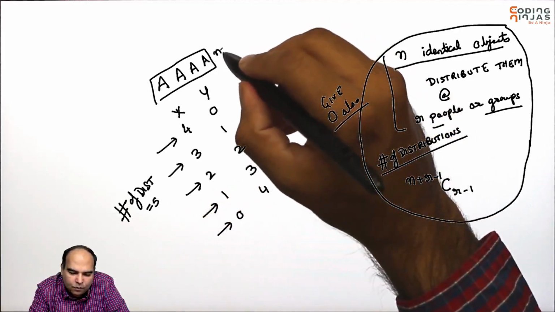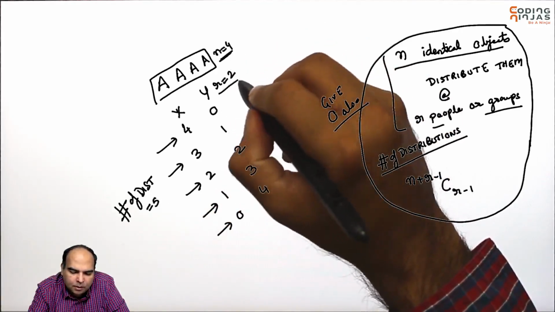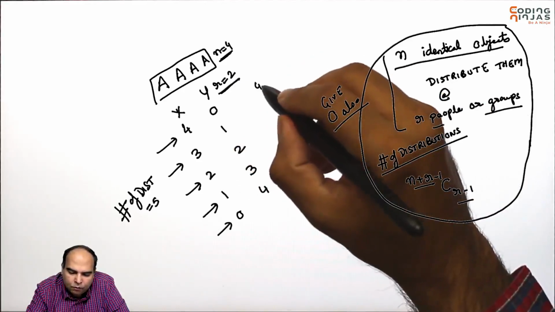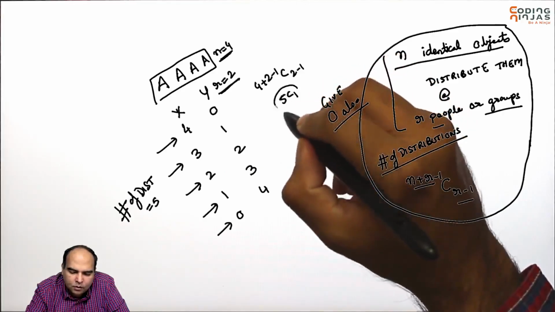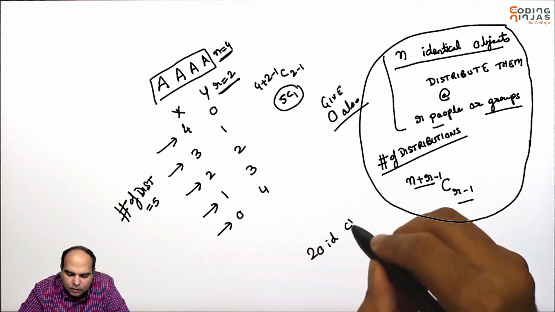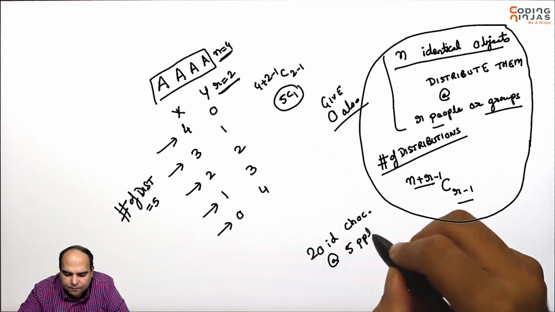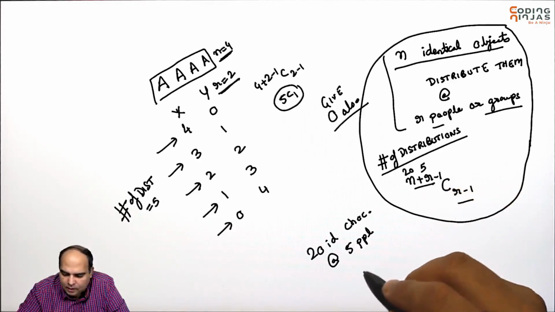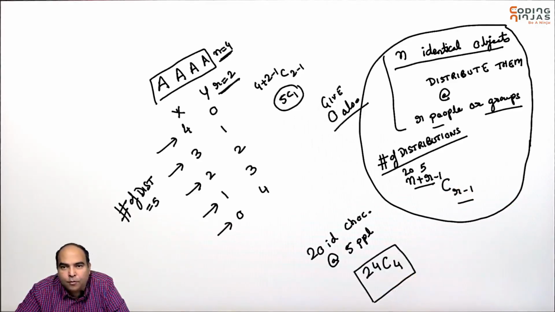And if you take n equals 4 and r equals 2, because you are distributing 4 objects amongst 2 people or 2 groups, and you use this formula, you will get the answer 4 plus 2 minus 1 C 2 minus 1, which is 5C1. So this is the distribution formula. So if you are distributing 20 identical chocolates amongst 5 people, n is 20, r is 5, and the answer will become 24C4 when you are counting the number of distributions.